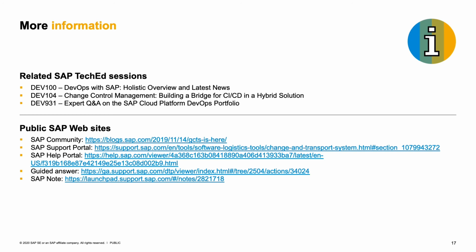What you can find on this slide are the related sessions that I recommend to you. There's one about DevOps in general that gives you a more holistic overview on GCTS and on the other tools that we have for non-ABAP, to complete your picture. There's also a session about change control management, so how does this CI/CD process work in hybrid landscapes? And we also have an expert Q&A where you can ask questions and find more information.